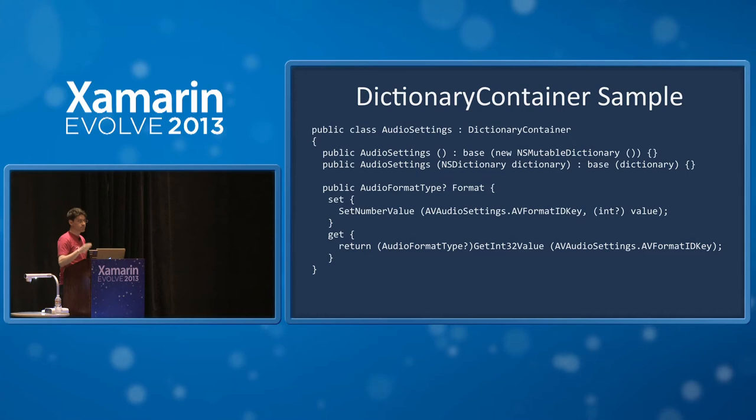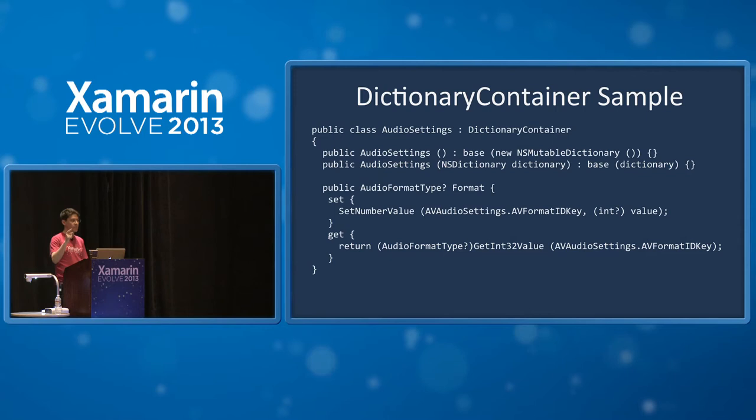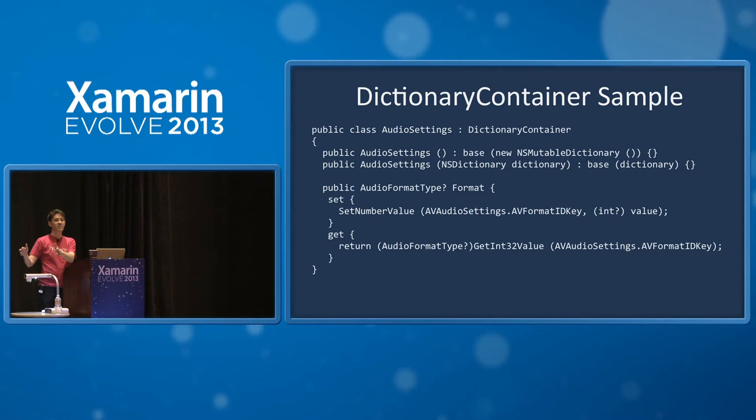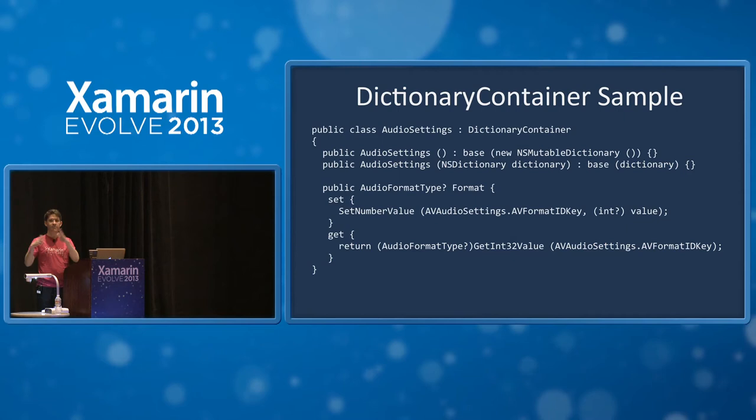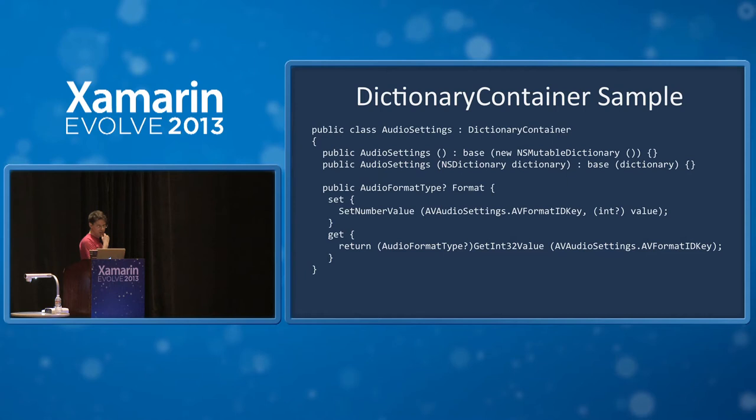You create a strongly typed class that derived from dictionary container, and you can use this data type directly in your contract APIs. So you just go and replace all of those nasty NS dictionaries, and you put this data type, and now it works for you. I think we just covered that. And that is the end of it, guys.